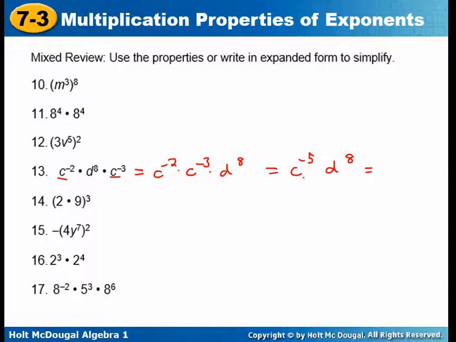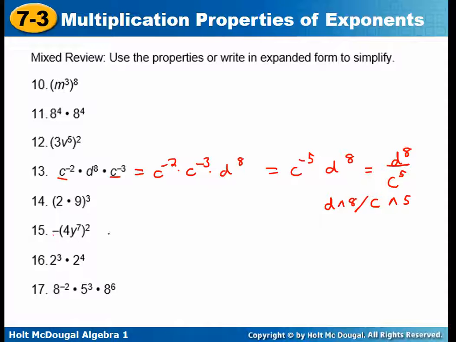And then we don't want to leave our negative exponent, so we would bring that down below and have d to the 8th over c to the 5th. Now, if you're typing, you can type d to the 8th divided by c to the 5th. It can look like that.